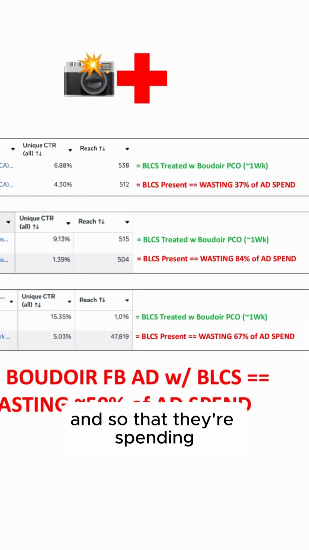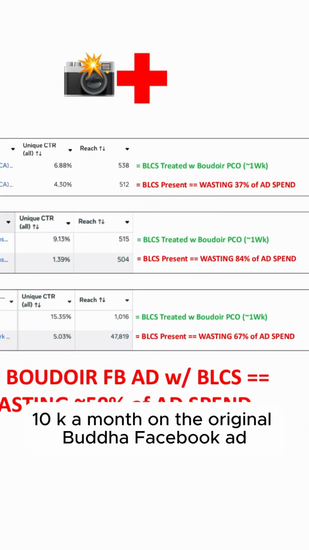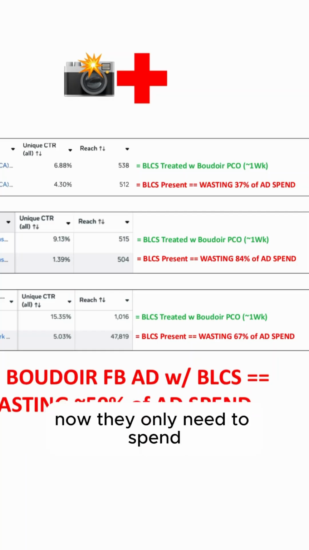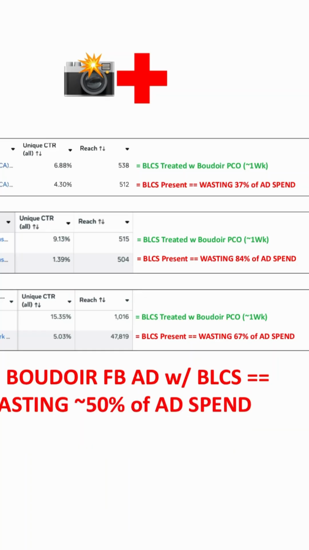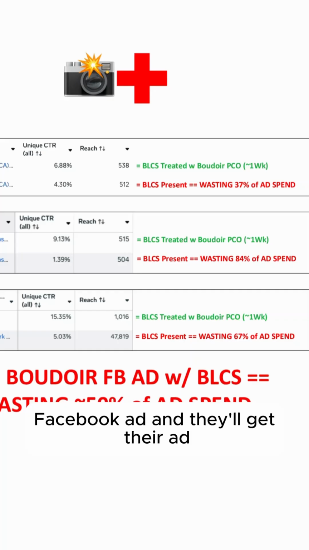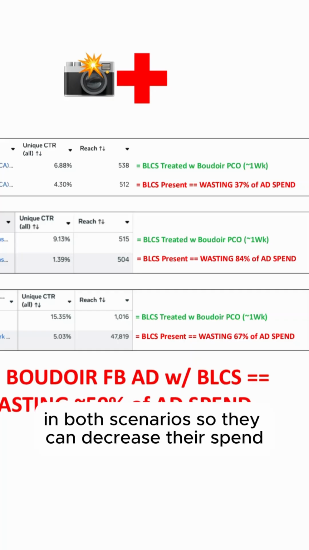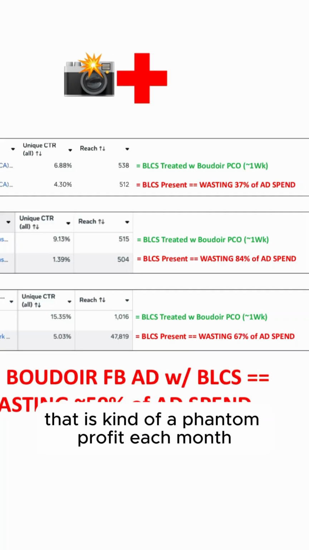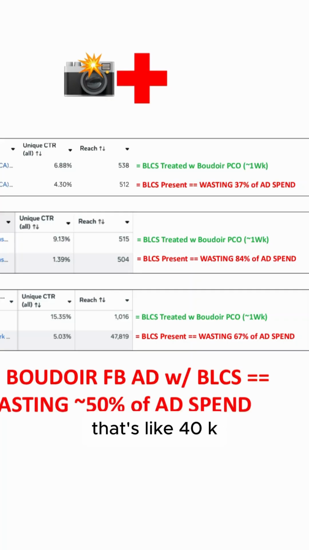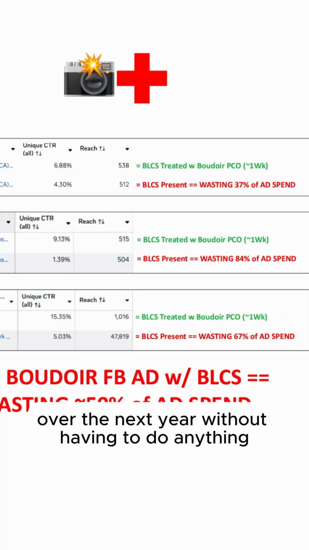So if they're spending 10K a month on the original Boudoir Facebook ad, now they only need to spend 6.3K a month on the Boudoir Pico treated Facebook ad, and they'll get their ad into the same number of women's brains in both scenarios. So they can decrease their spend by $3,700 a month, pocket that as kind of a phantom profit each month. That's like 40K over the next year without having to do anything.